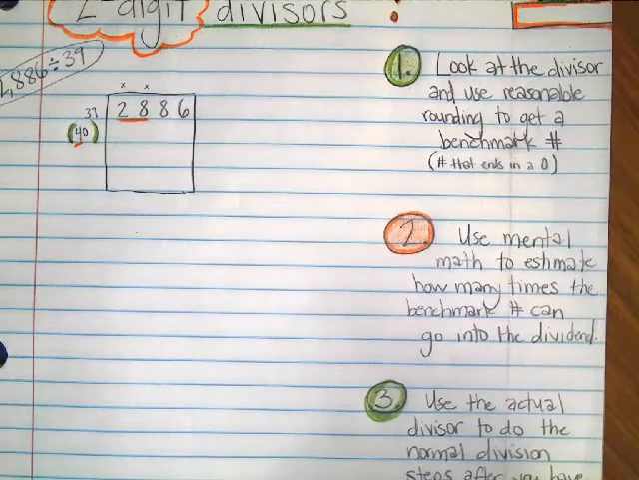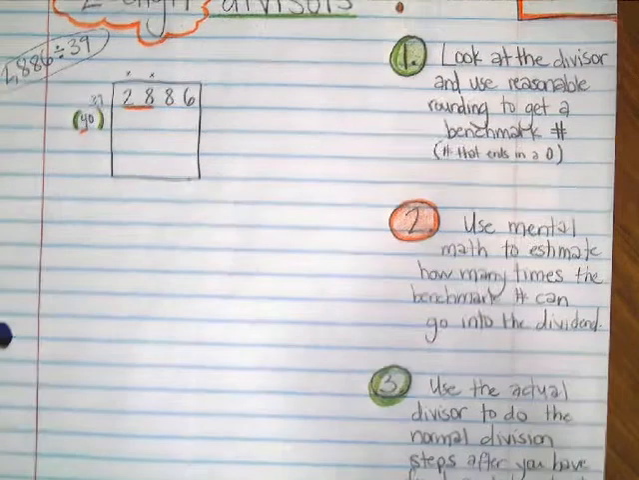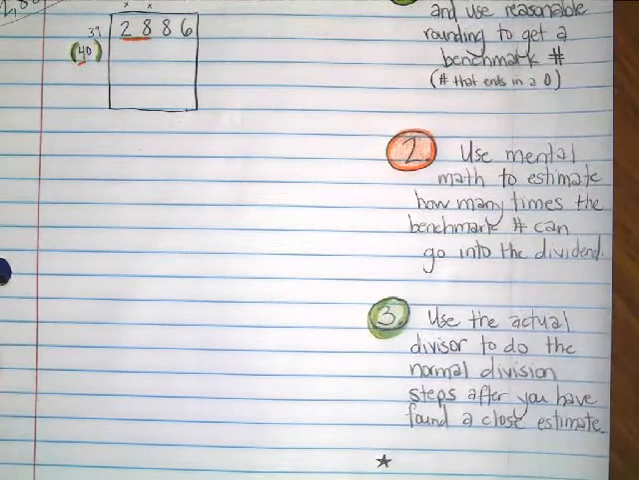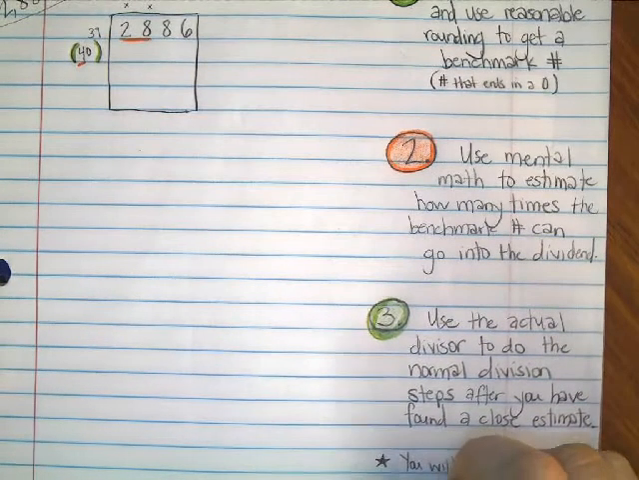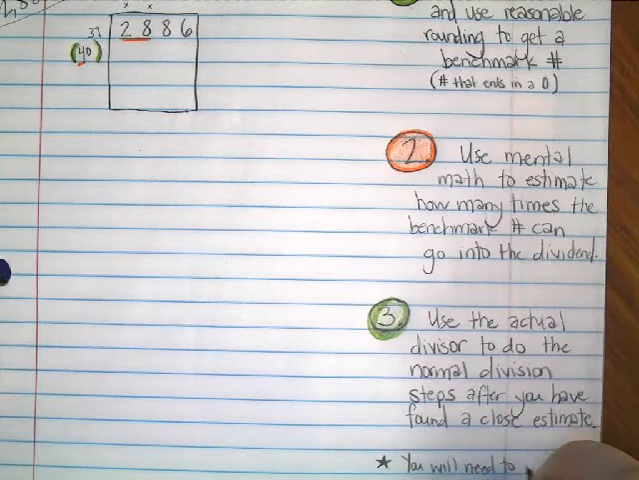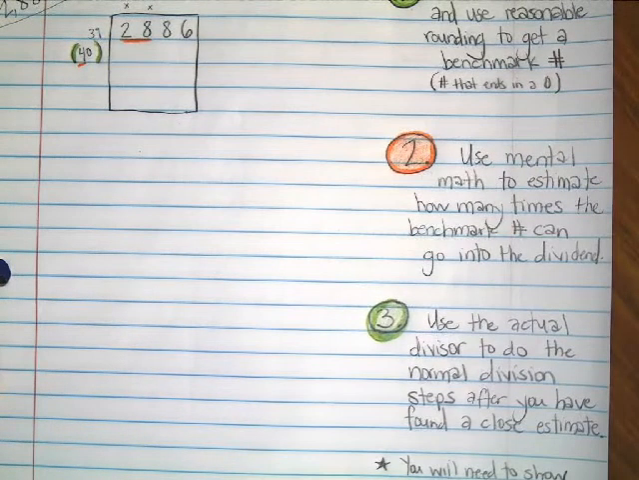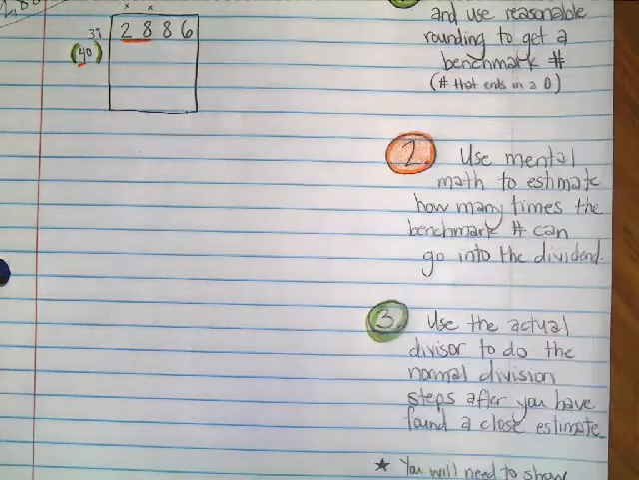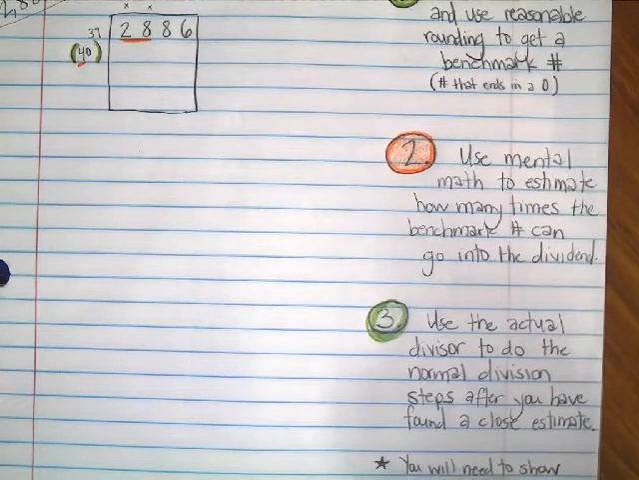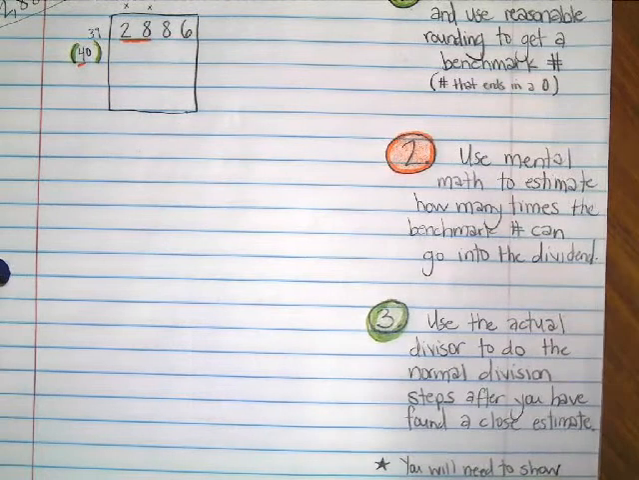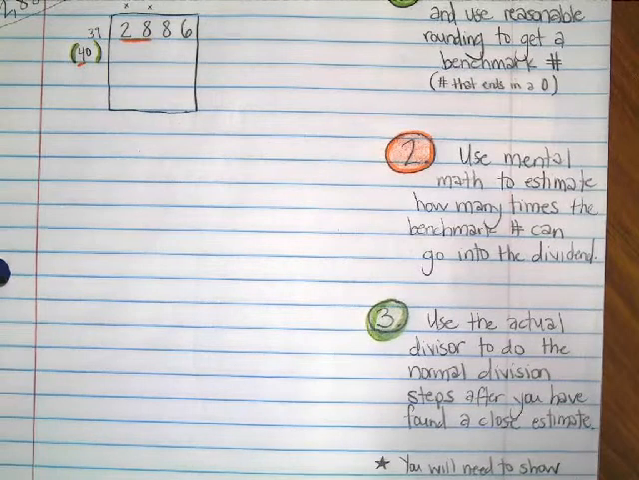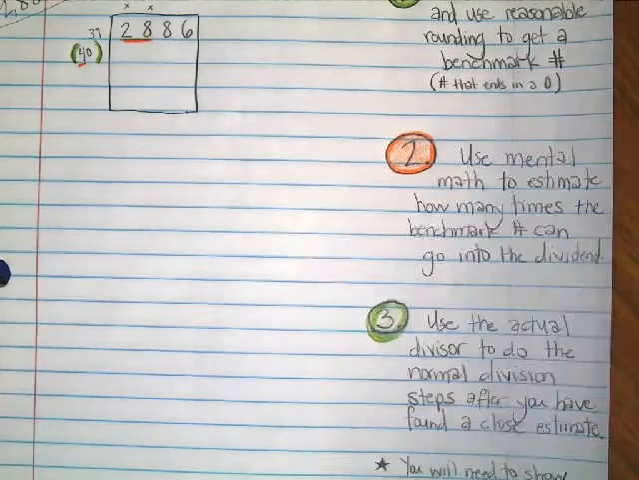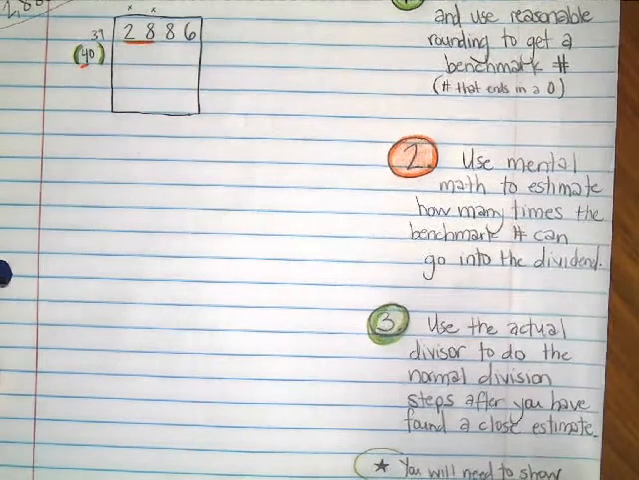You're going to need to do the multiplication to the side, so I am going to put that down here with a star. I'm going to actually rephrase it. You will need to show the multiplication steps to the side.